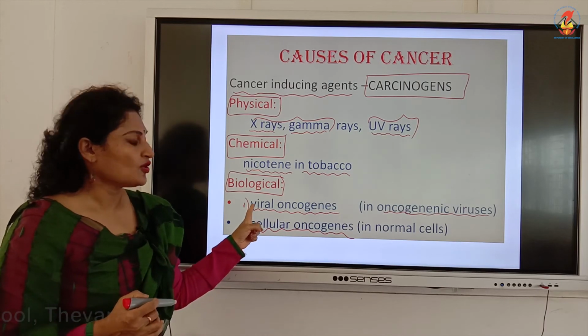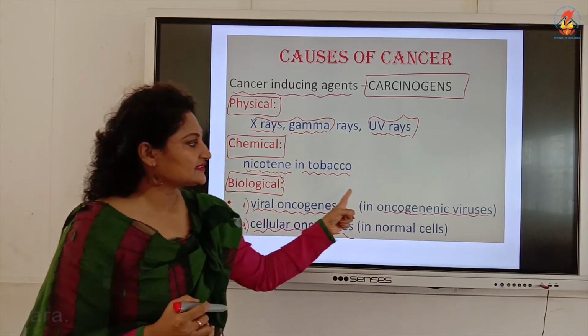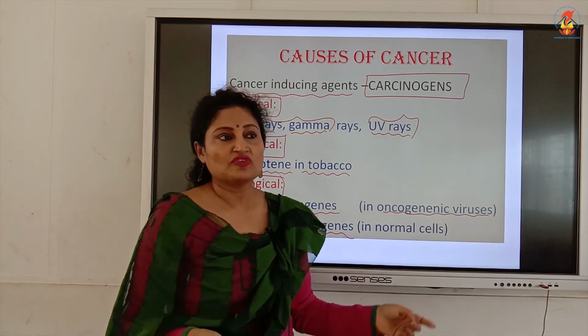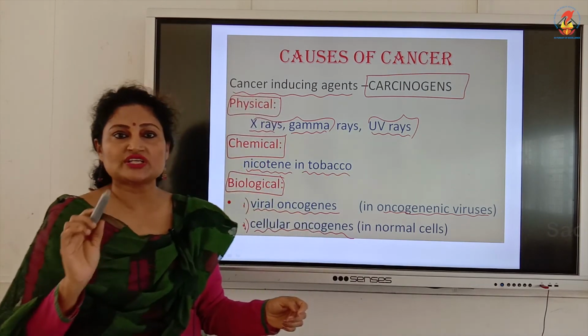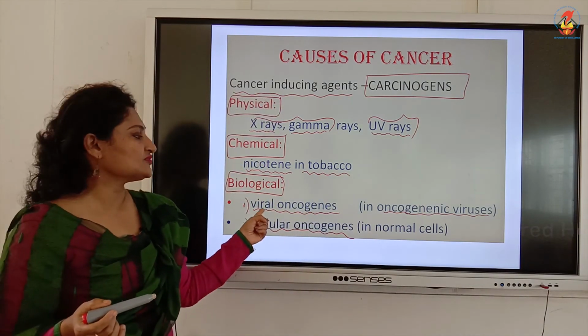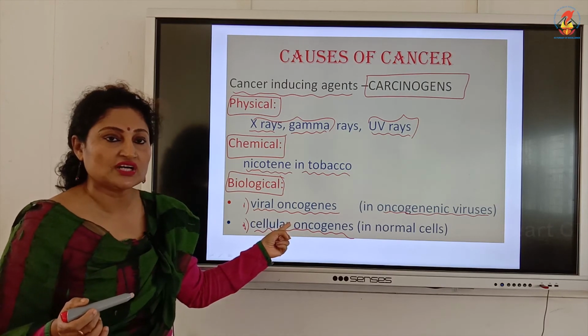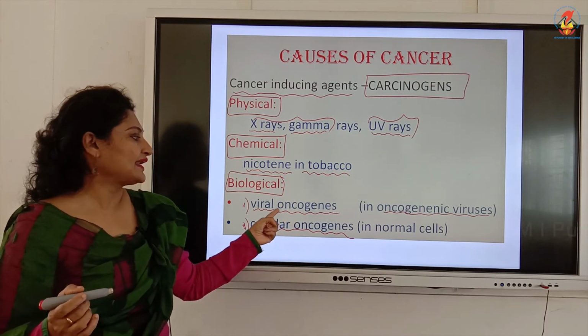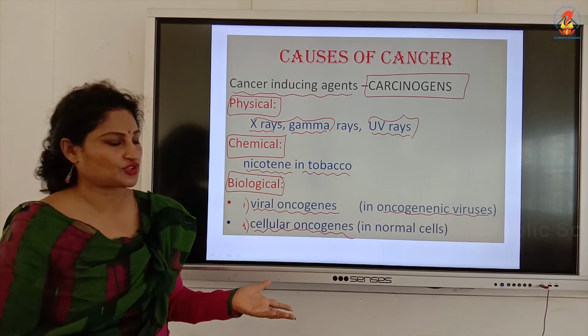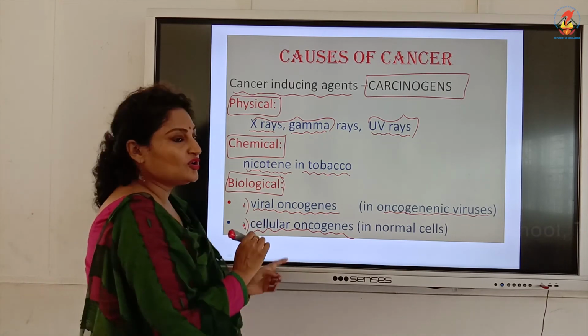So once again, viral oncogenes are present in oncogenic viruses. If we get infected by these oncogenic viruses, they introduce these viral oncogenes which bring about the neoplastic or malignant oncogenic transformation.